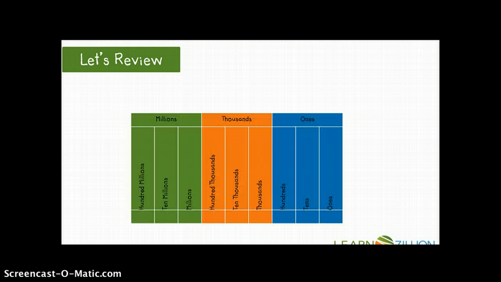When we work with whole numbers in our place value system, shifting from right to left, the value of each place is 10 times larger than the place to its right. But as we shift from left to right, each place is 10 times smaller, or 1/10 the value of the place to its left.